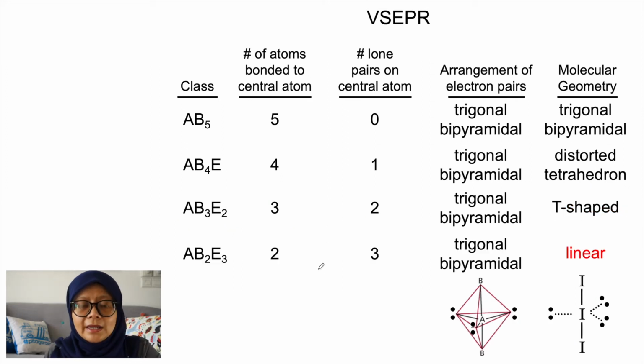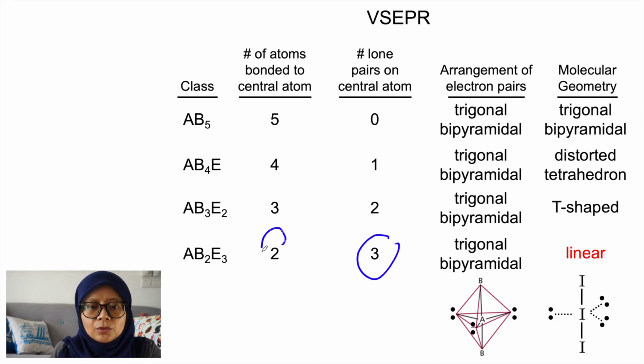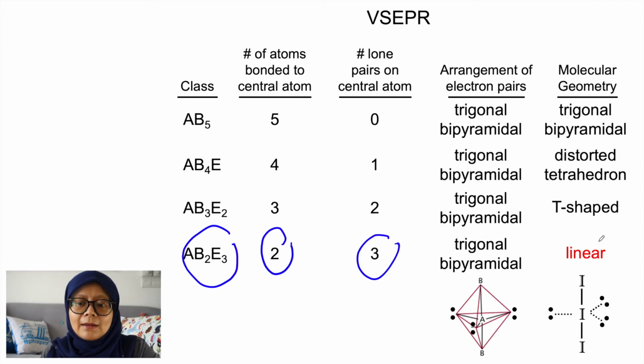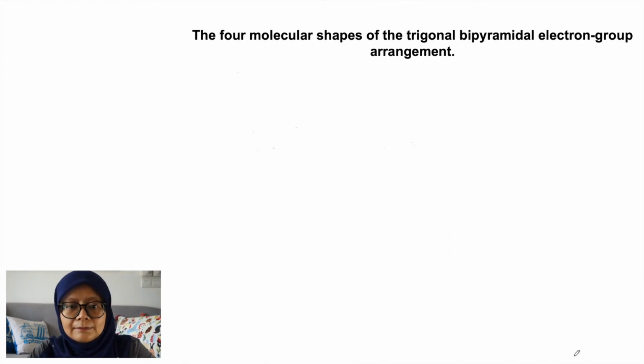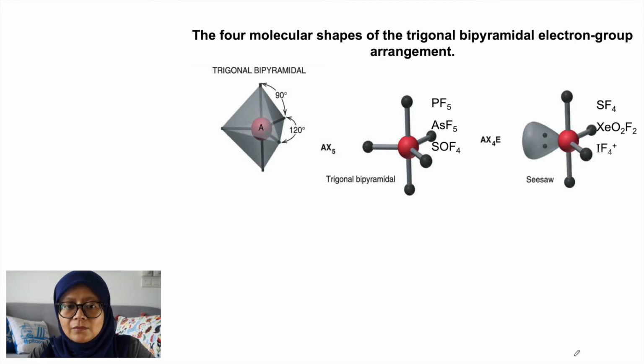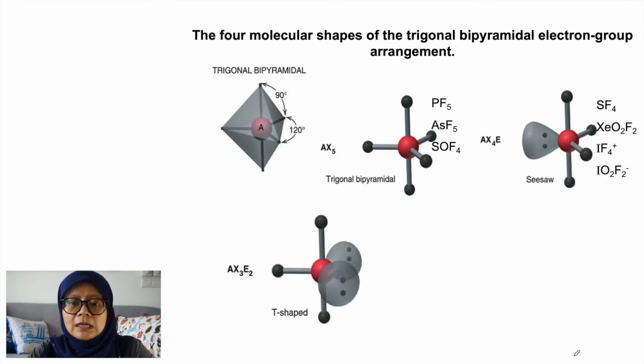Other than that, if we have 3 lone pairs on the central atom and 2 atoms bonded to the central atom, with the class of AB2E3, this will become linear. For example, here we have I3 minus. Alright, and then these are examples for the 4 molecular shapes of trigonal bipyramidal electron group arrangement.